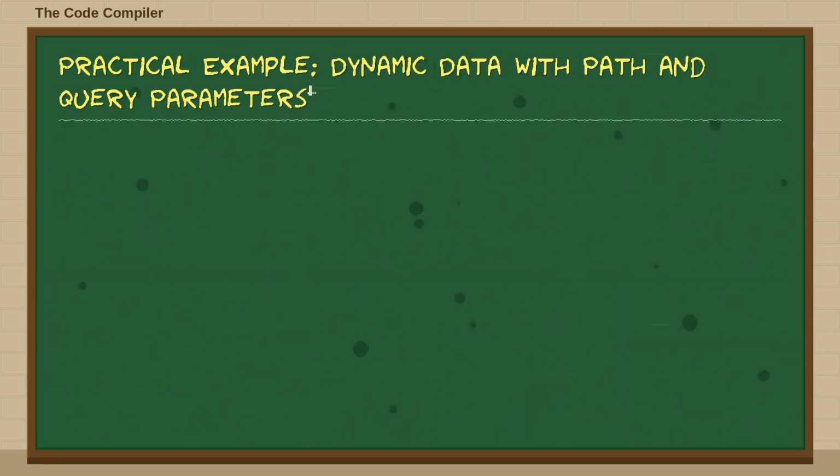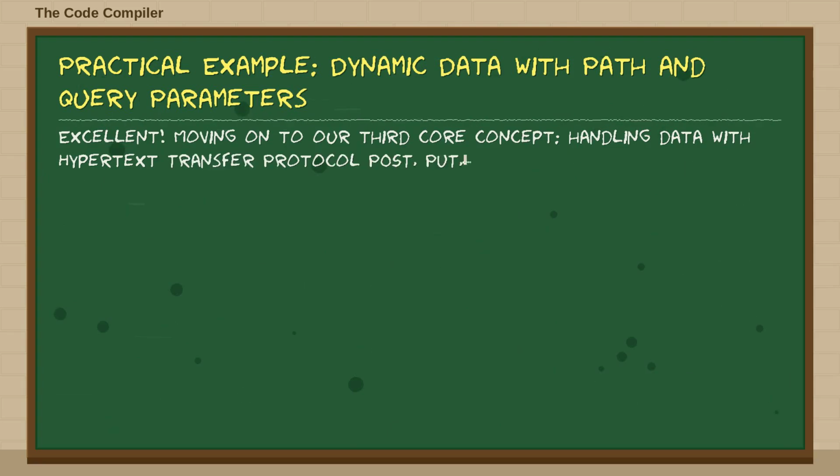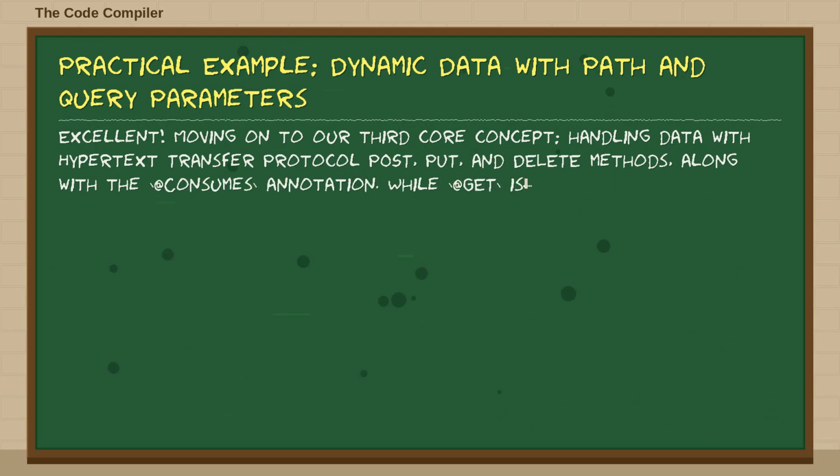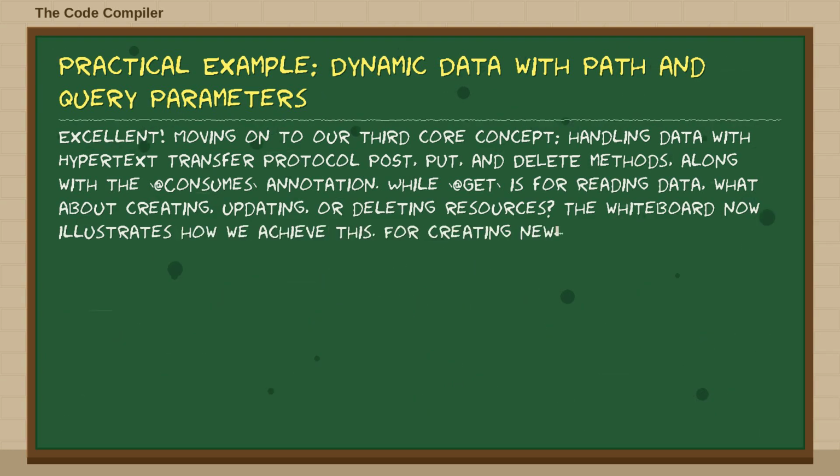Moving on to our third core concept, handling data with hypertext transfer protocol post, put, and delete methods, along with the @Consumes annotation. While @GET is for reading data, what about creating, updating, or deleting resources? The whiteboard now illustrates how we achieve this. For creating new resources, we use @POST. For updating existing ones, we use @PUT. And as you might guess, @DELETE is for removing resources.